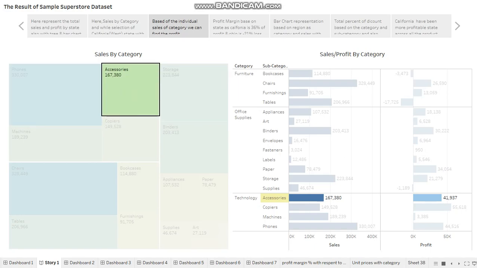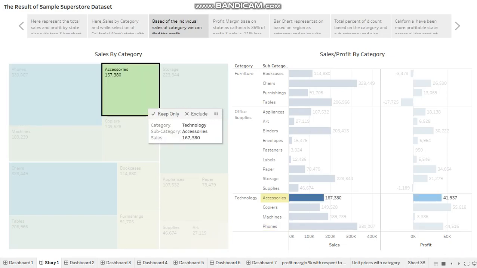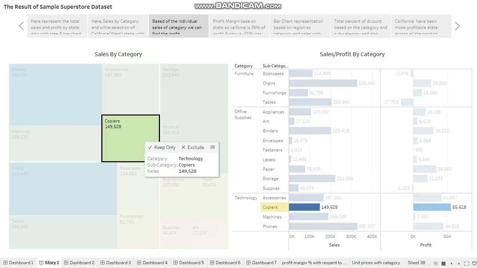For example, sales by category. In the case of phone sales, the phone sales are this percent, and the profit given is, I think, up to 50k over there. So the profit and sales based on the category and the subcategory we have to represent in this graph. In this one we are also using animation.